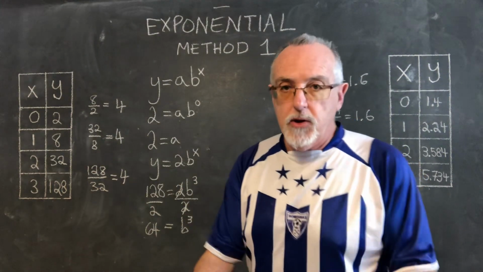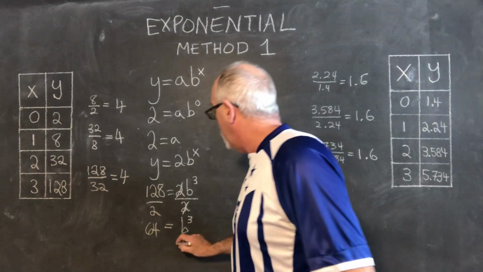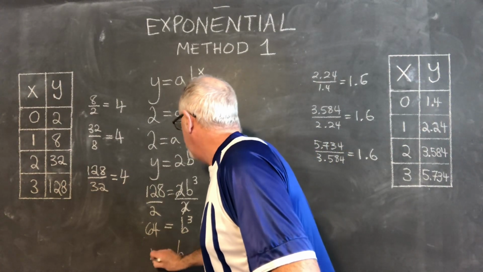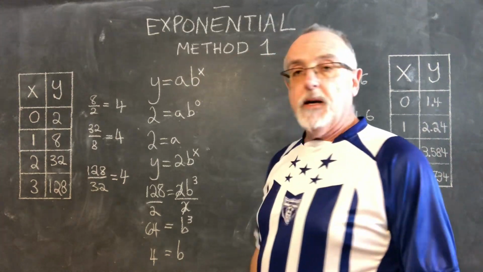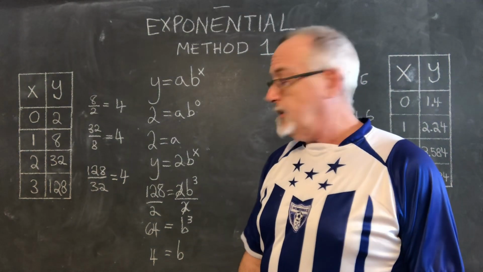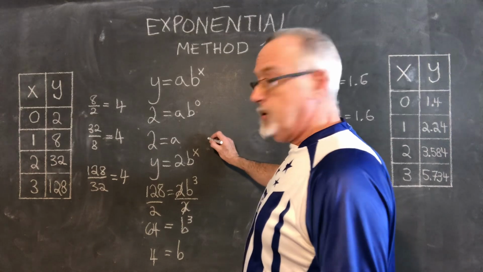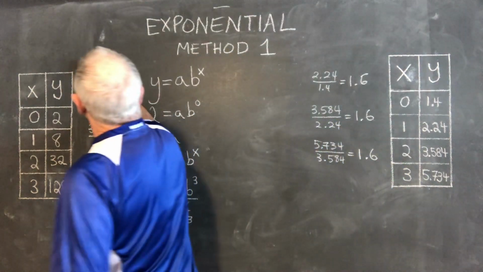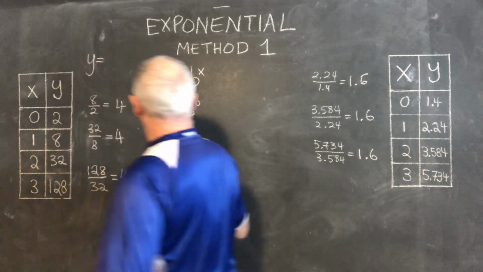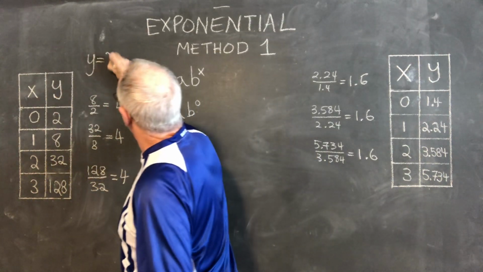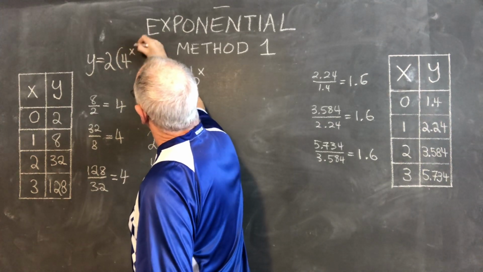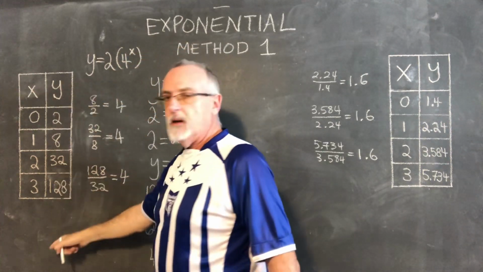So whichever method you use, when we find the cube root of 64, we see that b is equal to 4. Because of course 4 times 4 times 4 is equal to 64. Therefore, I have my equation. I ran out of room to write it, so I'll write it here. Y equals 2 times 4 to the x is the equation that was used to create this table of values.